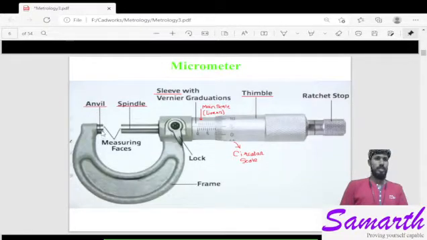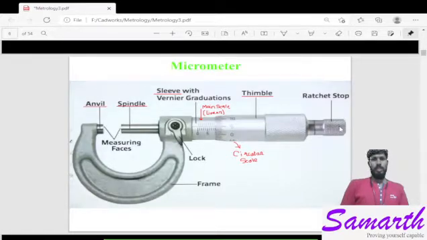Now here you can see there is an anvil and spindle. The spindle is movable with the help of this thimble. If we rotate this thimble, the spindle will move to and fro in this direction. This space is used for measuring. It is called the measuring space or the space for holding the job. This portion is called the sleeve with Vernier graduations, on which there is a main scale, which is a linear scale, whereas on the thimble there is a circular scale.